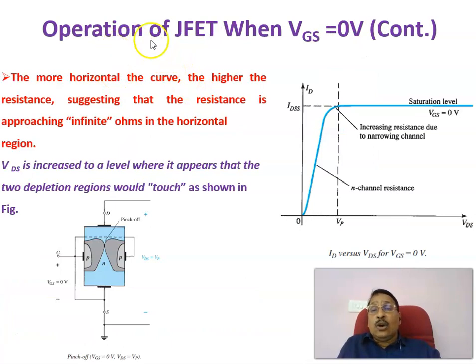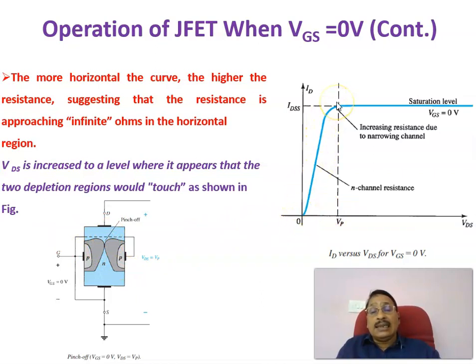Now let us see the operation of the junction field effect transistor when VGS equals 0. This is a continuation of the previous slide's explanation. Here you are changing the VDS and you are watching the ID. As I told you, the upper side is getting more reverse bias compared to the lower side, the source side. As VDS is increasing, with VGS equal to 0, you are watching the drain current. It is just like a resistor. As VDS is increasing, ID is increasing linearly.